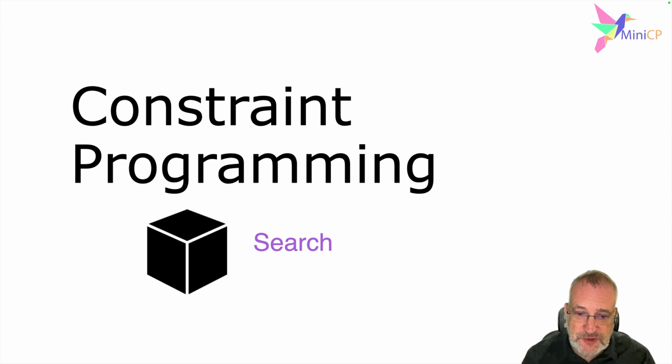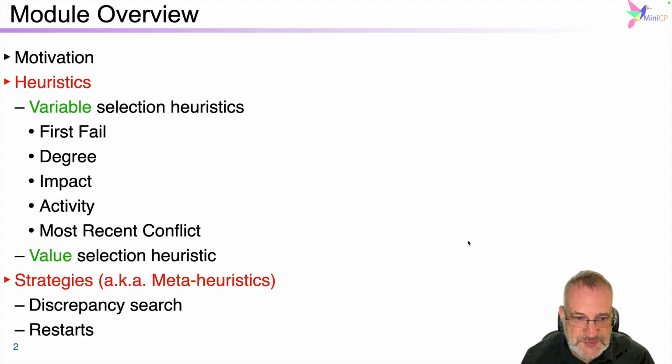So without further ado, let me tell you what we're going to do this week. First thing, I'll motivate the work. I'll tell you what we're going to look at and what heuristics such as variable and value selection heuristics are, as well as strategies like discrepancy search and restarts that try to offset the weaknesses that heuristics might have. So without further ado, let's get going.